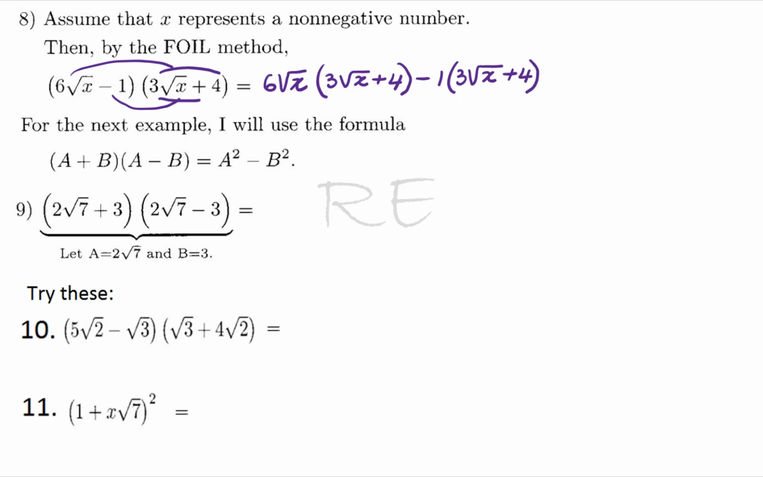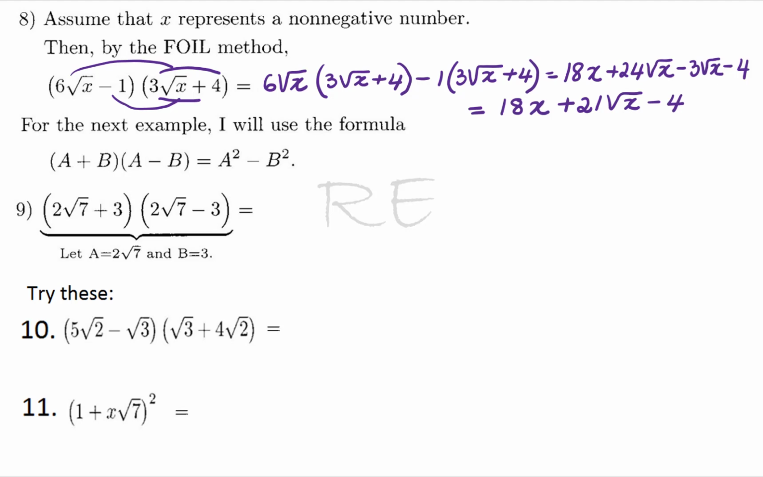6 square root of x times 3 square root of x: 6 times 3 is 18, and square root of x times square root of x is x. So 18x minus 24 square root of x, minus 1 times 3 square root of x, minus 3 square root of x minus 4. 18x. 24 minus 3 is 21. 21 square root of x minus 4.